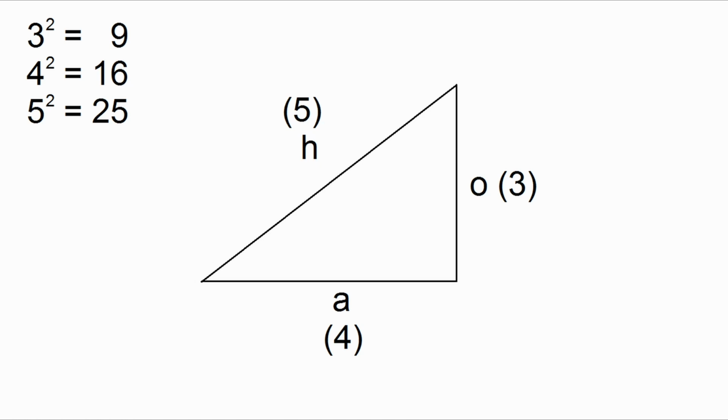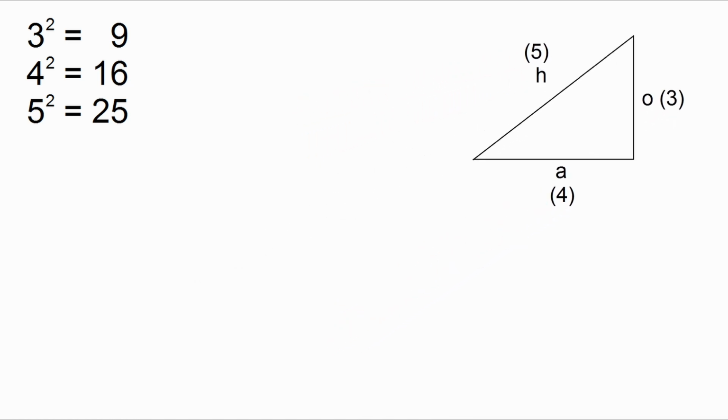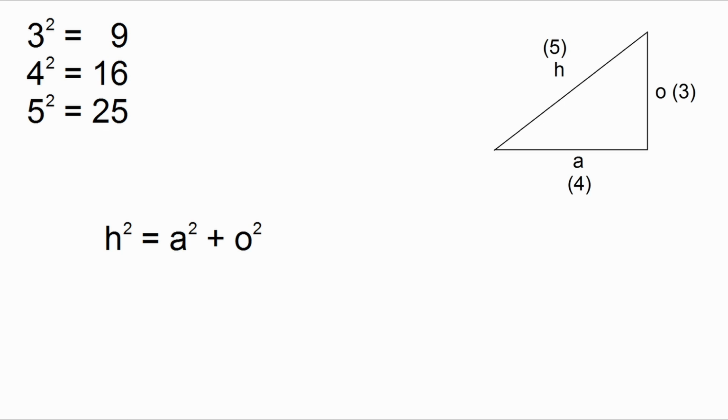And so we can go through the Pythagorean Theorem, where h squared equals a squared plus o squared. So the square of the hypotenuse is 25, the square of the adjacent is 16, the square of the opposite is 9, so we have 25 equals 16 plus 9. So we take the square root of 25 and we get 5. So there we have the 3, 4, 5 rule. 3 squared plus 4 squared equals 5 squared.